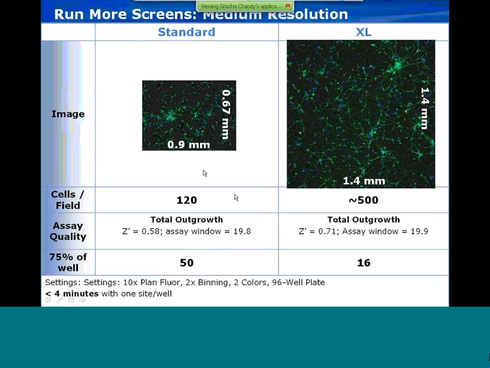And as a guide as to how long this would take, it takes about 4 minutes to acquire the two-color assay in an iCell plate. And you maintain or increase your assay quality with the product, with the Z prime going from about 0.6 to about 0.7.